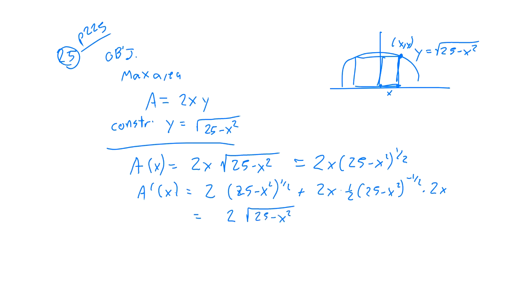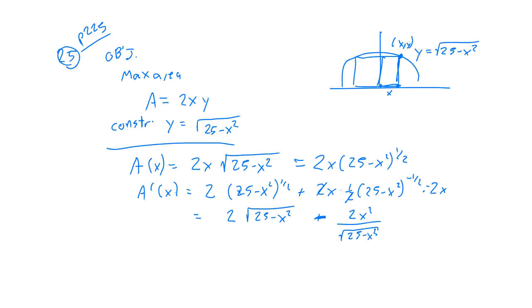So would it be plus, minus 2x? Oh, it sure is. Thank you. So this is a minus then. These twos cancel, and I have a minus 2x squared over the square root of 25 minus x squared.